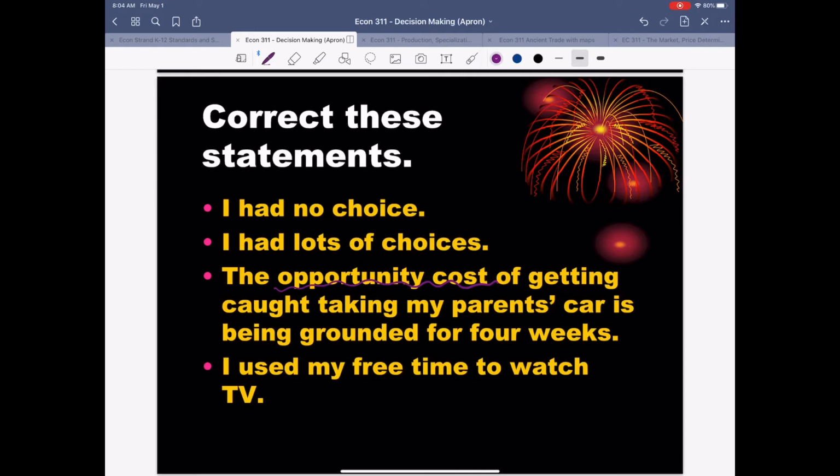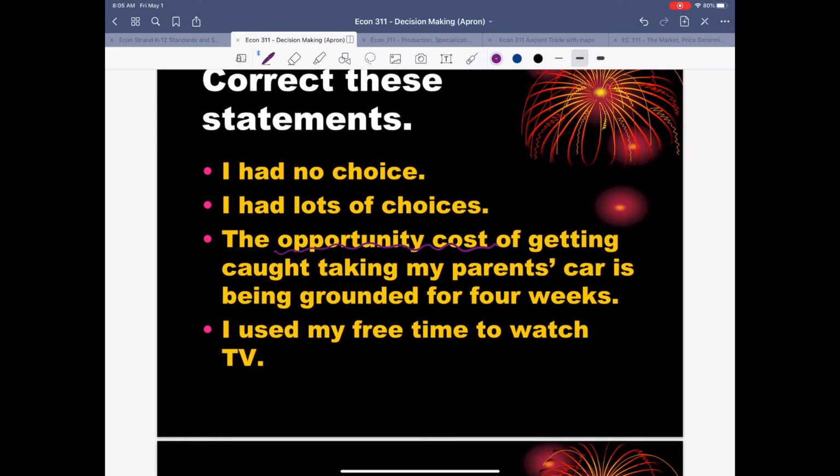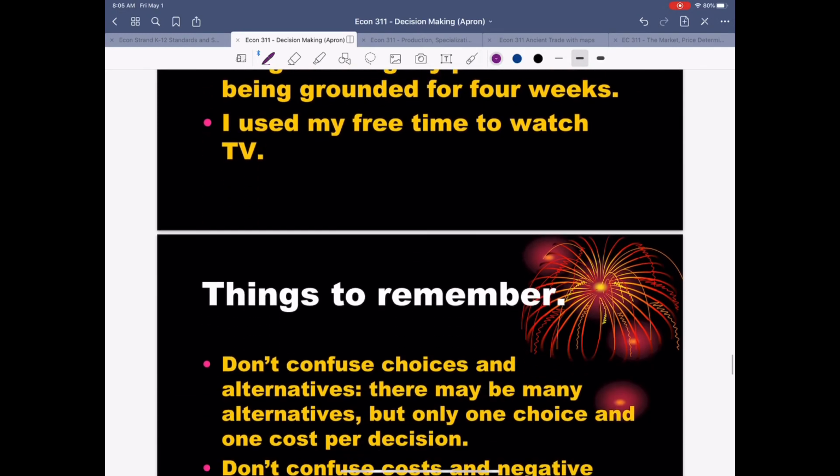So watch out for that because students often confuse the term cost with consequences. Cost is what you give up when you make a choice. Consequence is something that we don't anticipate because we make our choices looking to the future. A consequence is probably an unanticipated outcome to making a choice. And then finally, "I use my free time to watch TV." And time is not a resource. We don't use time. We allocate our human capital to different uses. So that would be an incorrect statement as well.